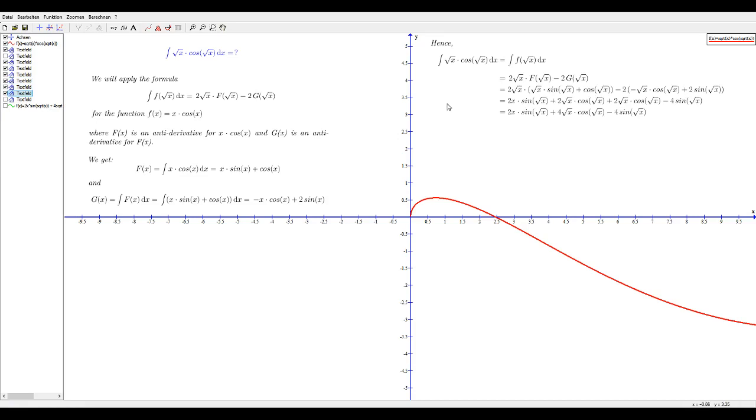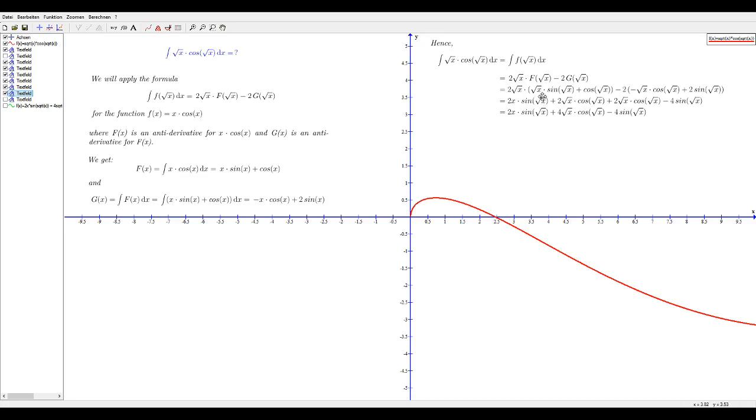So now the integral of square root of x times cosine of square root of x is, as I've said, 2 times the square root of x times capital F of square root of x minus 2g of square root of x, and then you just plug in for capital F of square root of x. You just look at what capital F of x is. It's x times sine of x plus cosine of x, but now every time an x appears, we plug in a square root of x instead, right?